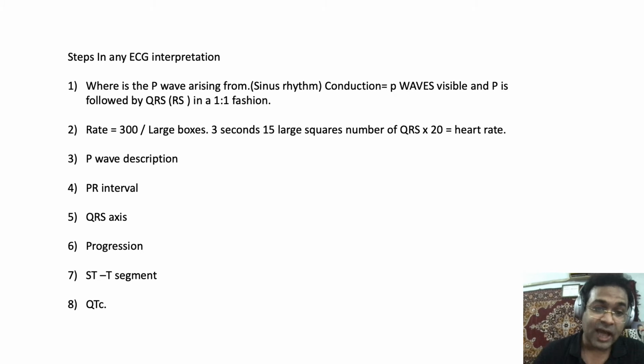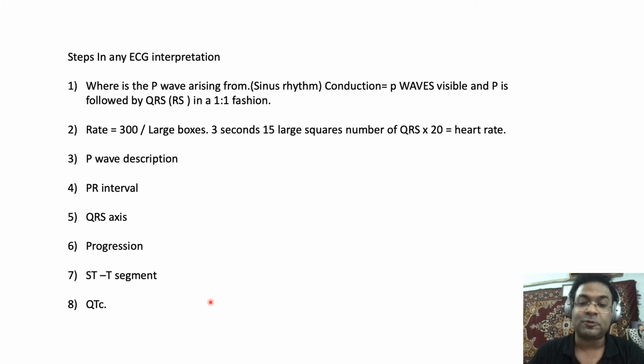Then you describe the P wave. What kind of P wave is it? Then you tell us the PR interval. I told you already that PR interval normally varies from 0.12 to 0.20. If it is greater than this, that is also abnormal. If it is less than 0.12, that is also abnormal. Then you talk about QRS axis. What kind of QRS axis is there? We will see that in the later slides.